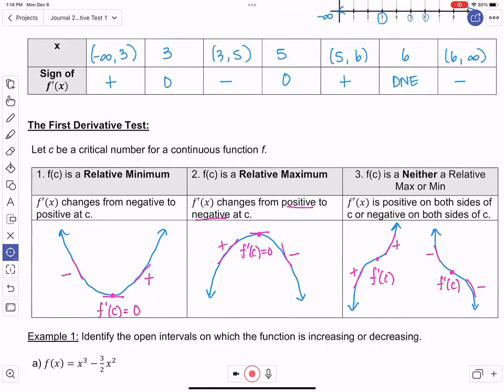So you can only have a minimum when it goes from negative to positive, and you can only have a maximum when it goes from positive to negative. And so those are the 3 different graphs you're going to encounter today. What we're going to first do is find where it's increasing and decreasing. So we're going to practice our derivative skills a lot today.